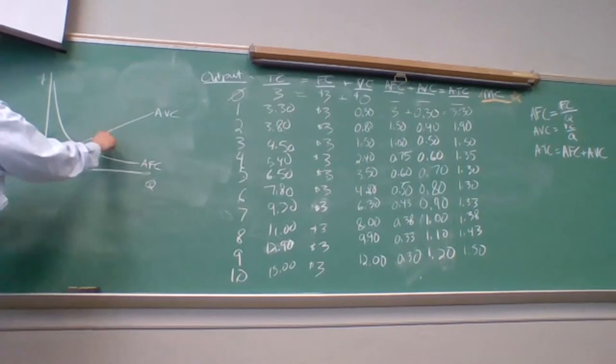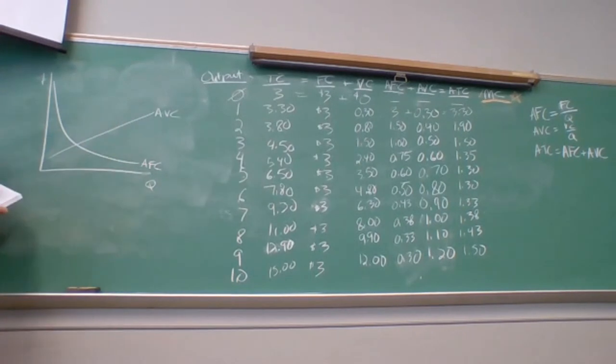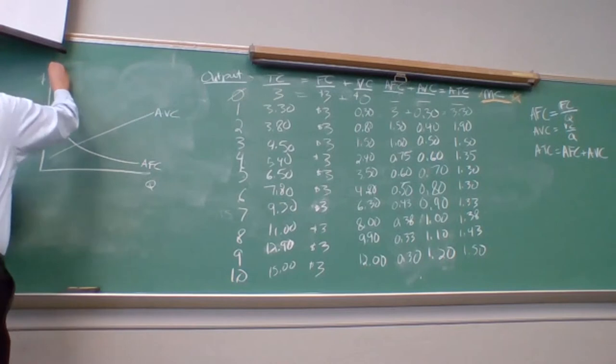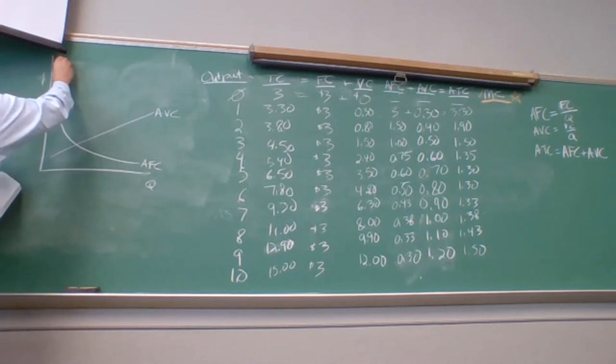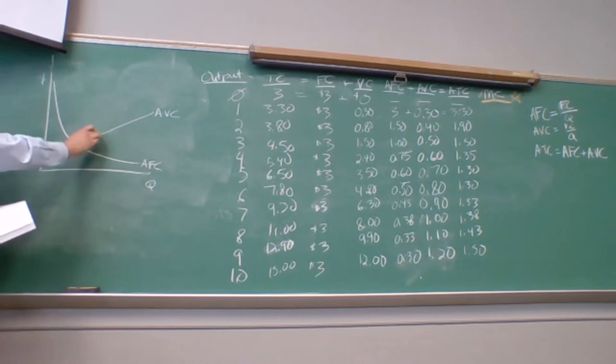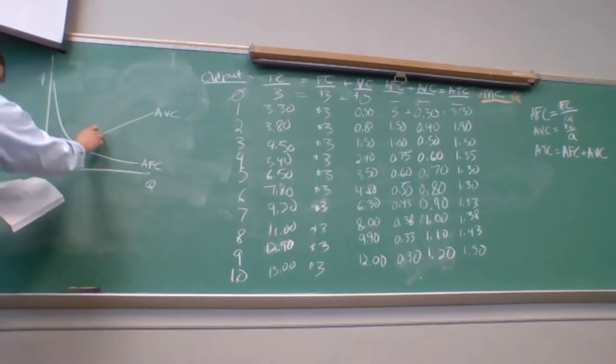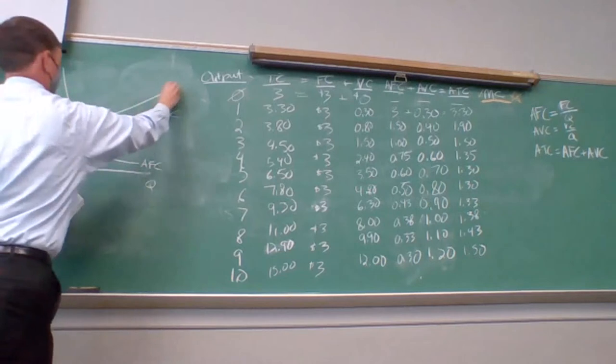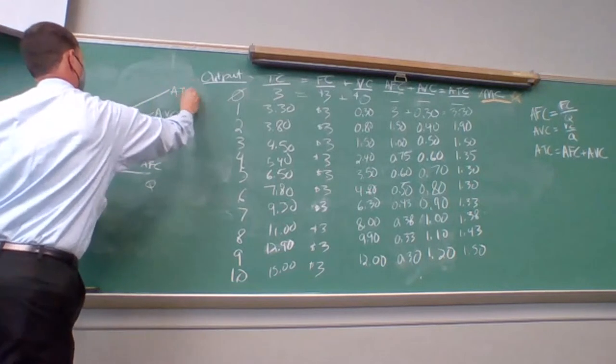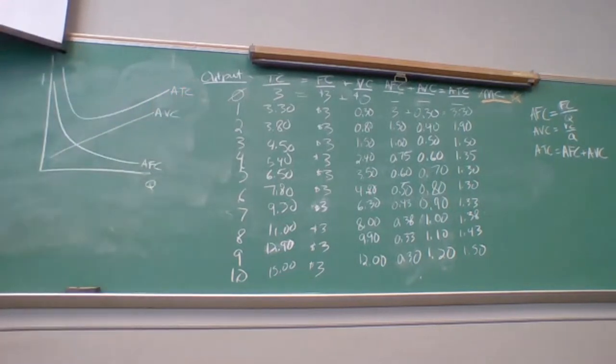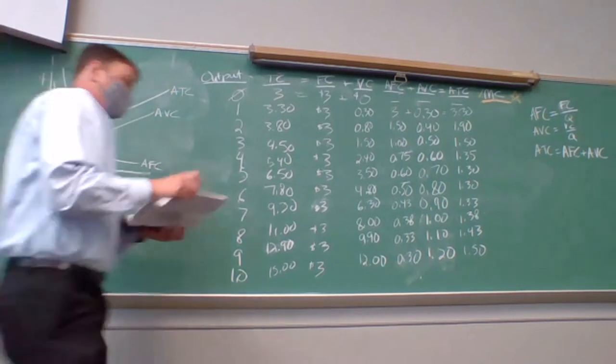Average total cost is then this line plus that line. Starts out high, right? It's gotta be higher in both of these lines if it's this plus that, right? Starts out high, starts coming down, then goes back up. Reasonable graphical representation of what's on the table so far. Yep. Now let's look at the key one.